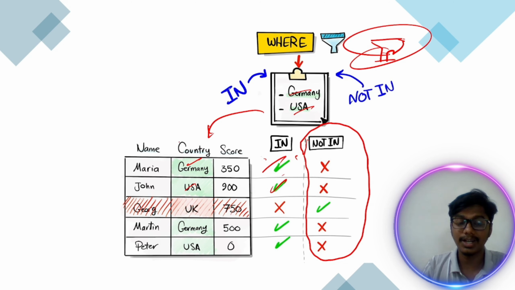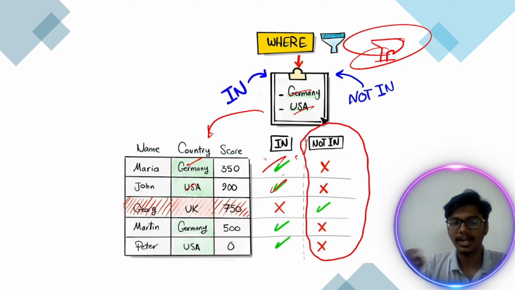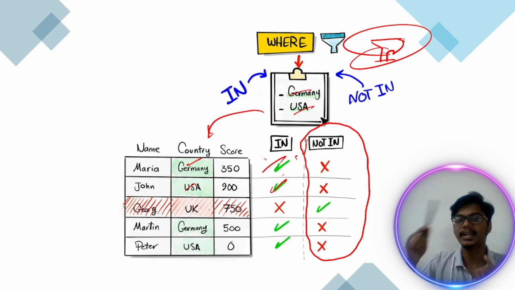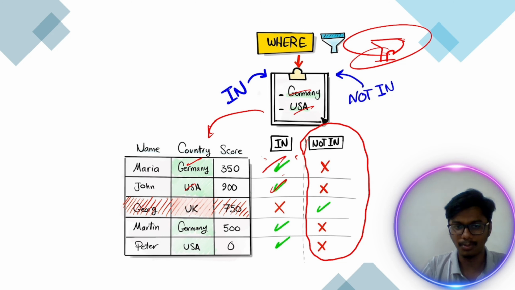It goes to George and checks whether George's country is Germany or USA. It checks Germany or USA. Germany, not. USA, also not. Let me omit George. So George gets omitted in this DB.